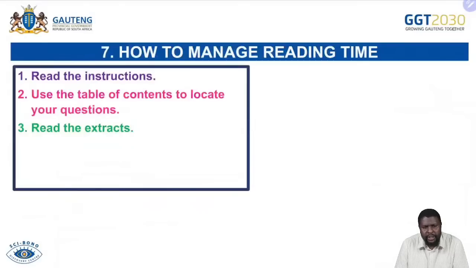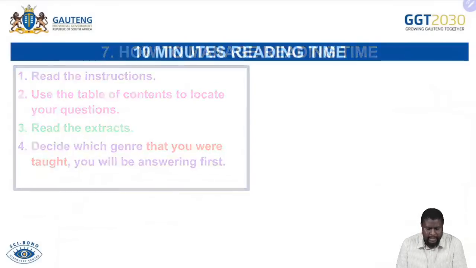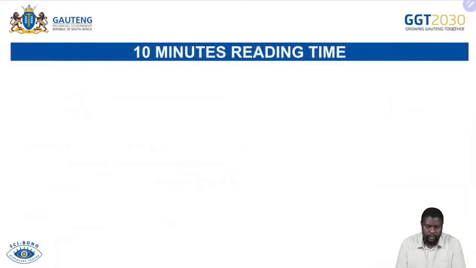So go through the questions, page through your paper. You know the question number you are looking for. You know the page number you are looking for. So you go there. Now look for the question that you are going to do or the question you are going to answer first. Then, this is your 10 minutes.